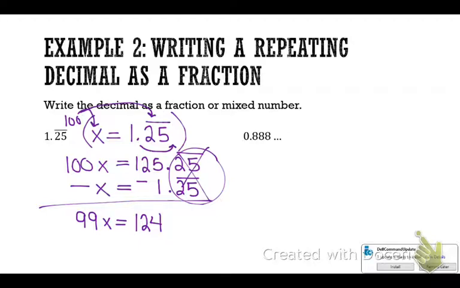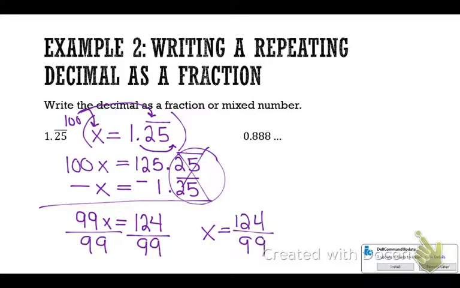Now, how do you solve for x? Divide both sides by 99. Now, this number, most of the time, will not be able to be reduced. X equals 124 over 99. And that's your answer. If you want to change that to a mixed number, you can say 1 and 25 over 99, but you don't have to.